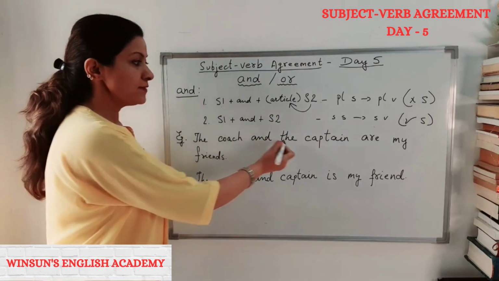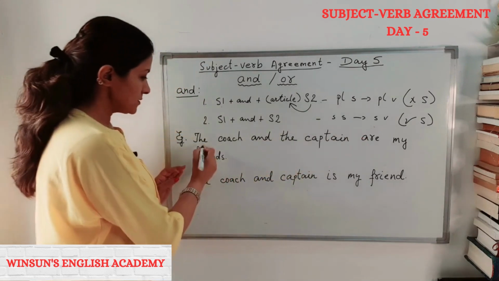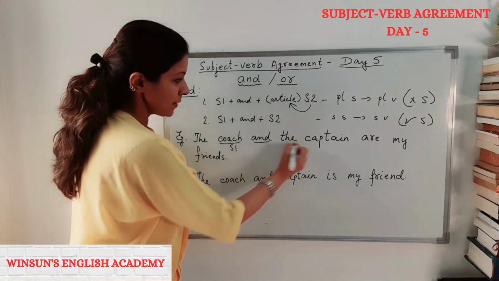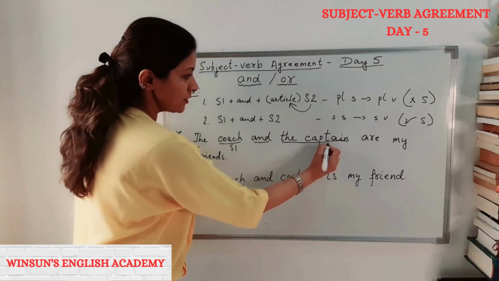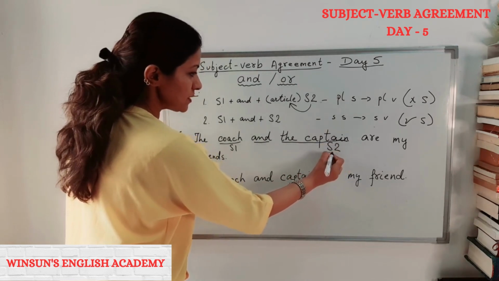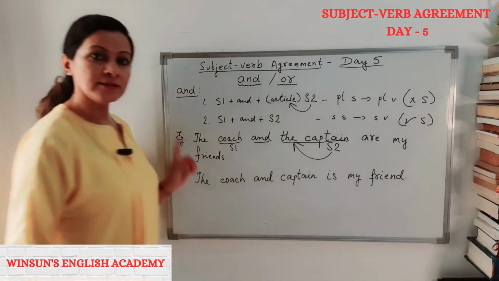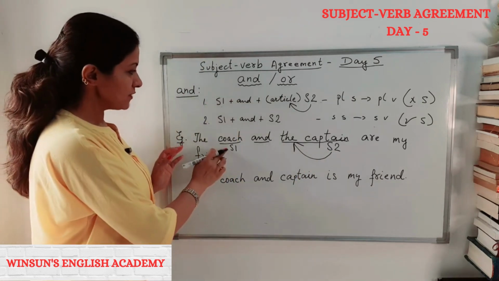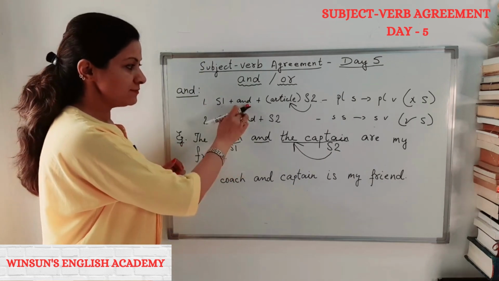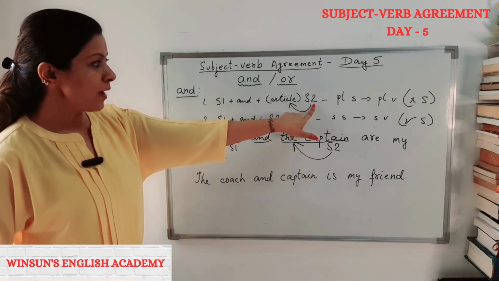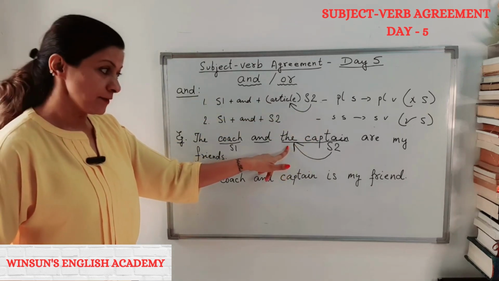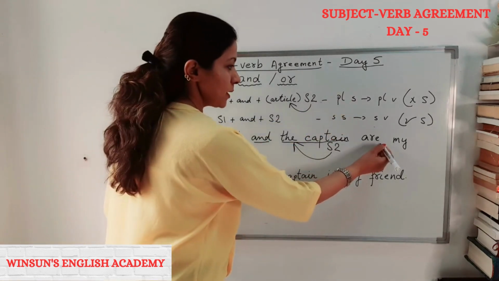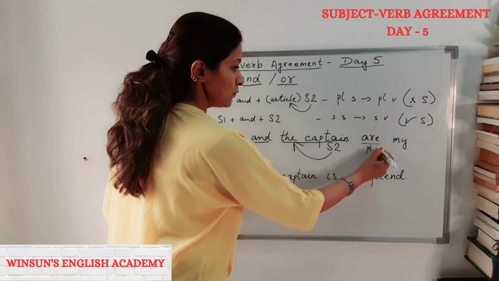The coach and the captain are my friends. The coach, subject 1, we have and, the captain, here we have subject 2, but this subject has an article, the, right? Now, which one rule do we follow? We have subject 1 and subject 2, and the subject 2 has an article, the. So, this becomes plural subject, and that is why we have taken this plural verb.